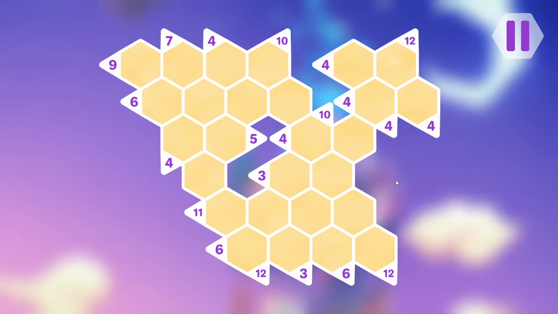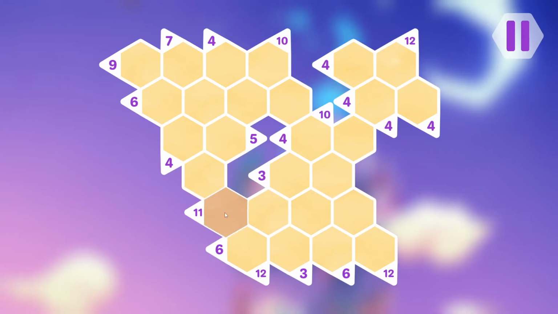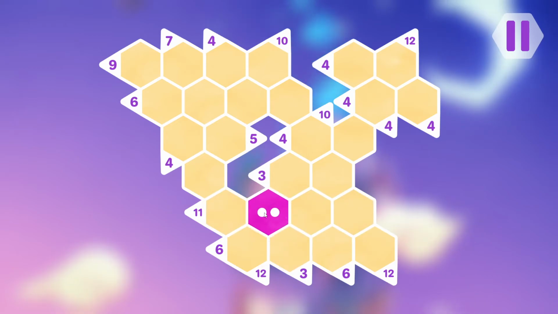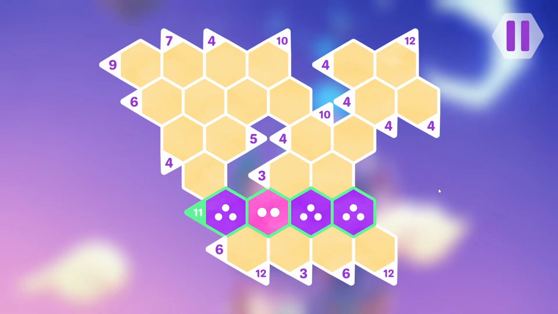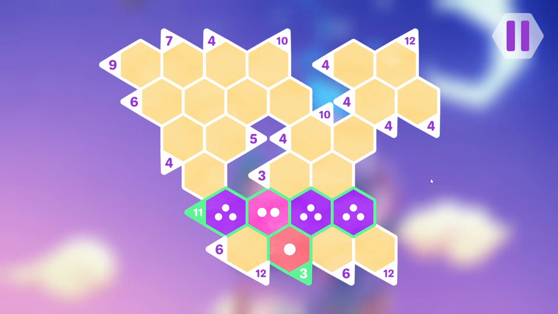Okay. So let's look at this row. We have 11 and 4 cells. So only one of those can be 2. And because of this 3, this is the cell. Others will be 3. What else can we tell? So we have 3, of course. This is 1.